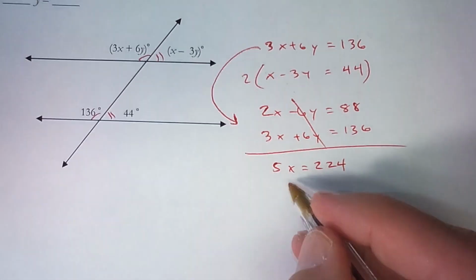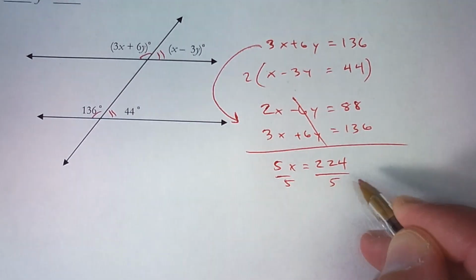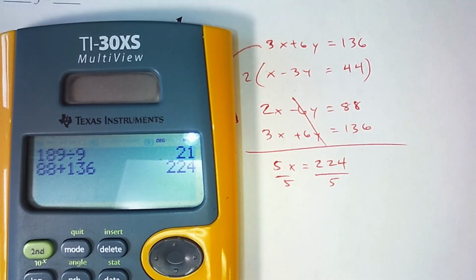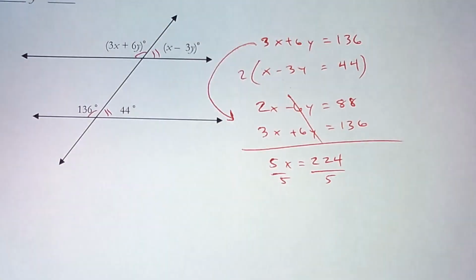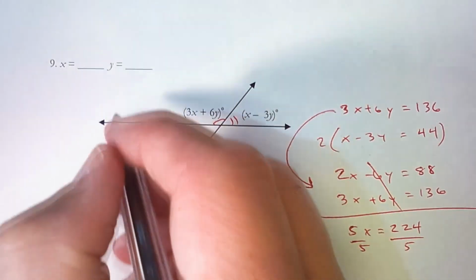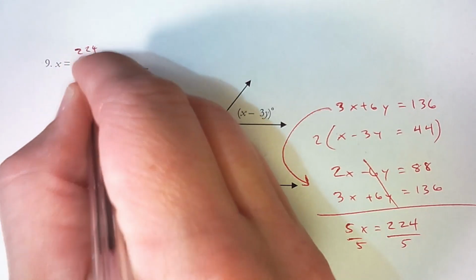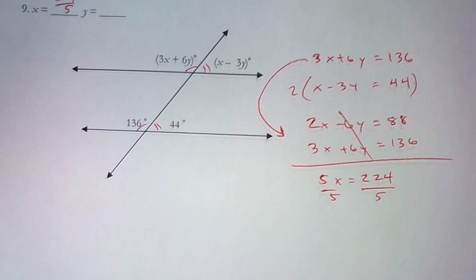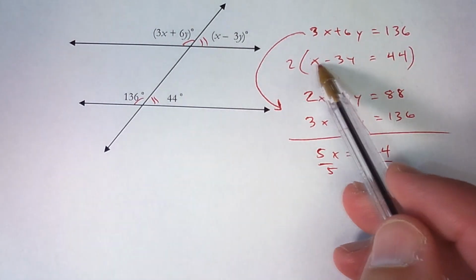Okay, so when I divide, I get 224 over 5, and let's see if that simplifies. 224 over 5 does not simplify, so I'm actually just going to leave it like that. X is 224 over 5. Okay, now I will plug that in to the bottom equation.